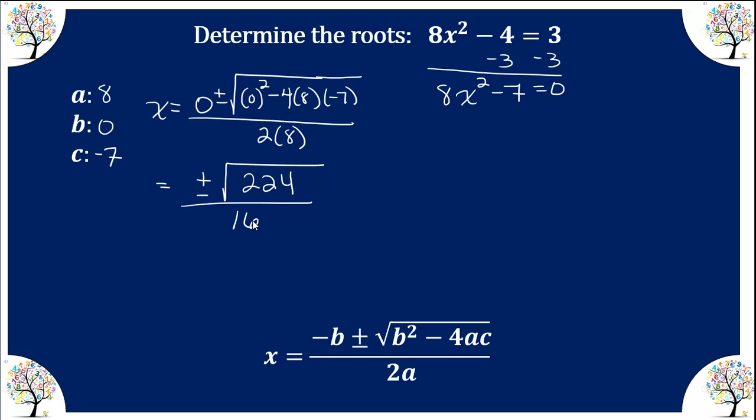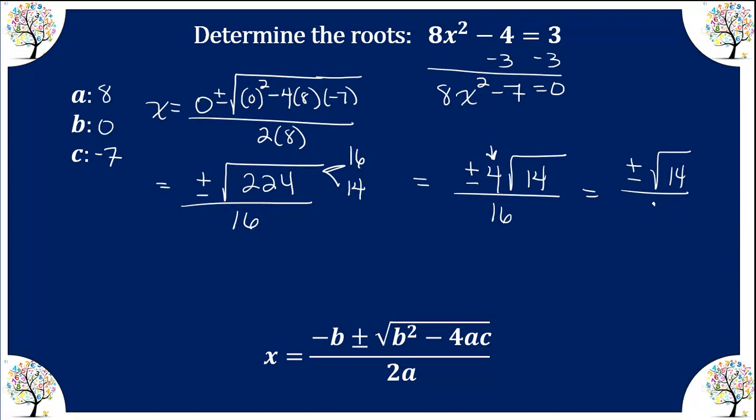So 224 can be broken down into 16 and 14. So our solutions are going to be plus or minus. We're going to take the square root of 16, which is 4, radical 14 over 16. Now, let's simplify the 4 over 16, and that's plus or minus 1/4. And remember, this radicand can't be simplified by that factor of, well, 4 couldn't go into it anyway, but even if, just remember, radical 14 is a different type of number than our 4 and 16 here. So here are the two solutions.